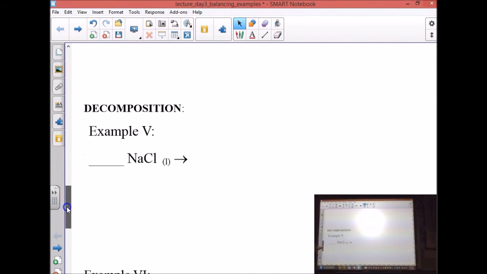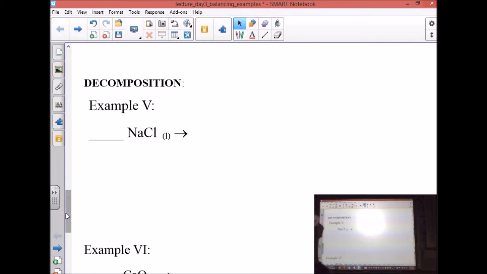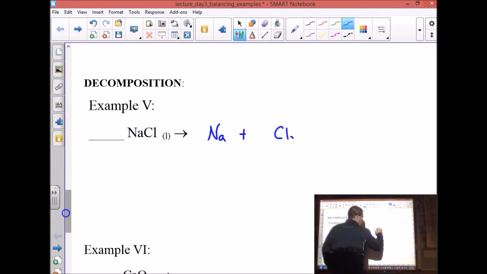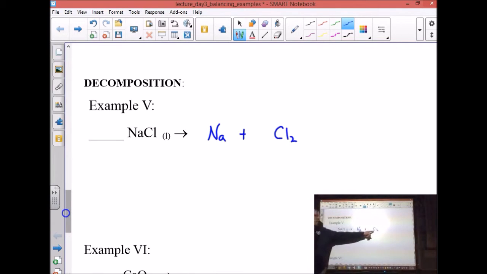Okay. Let's go the other way. Let's break it down. Okay. So decomposition. How do you know it's a decomposition? You only have one thing on the left. And that will be consistent today and tomorrow. If there's one compound, it's a decomposition. So how will this break down? Na plus Cl2. Because it's, what is that called again? Chlorine. By itself, it's chlorine. Here it's chloride. Okay. So ide, not diatomic. We let charges determine. Chlorine ends in ine.